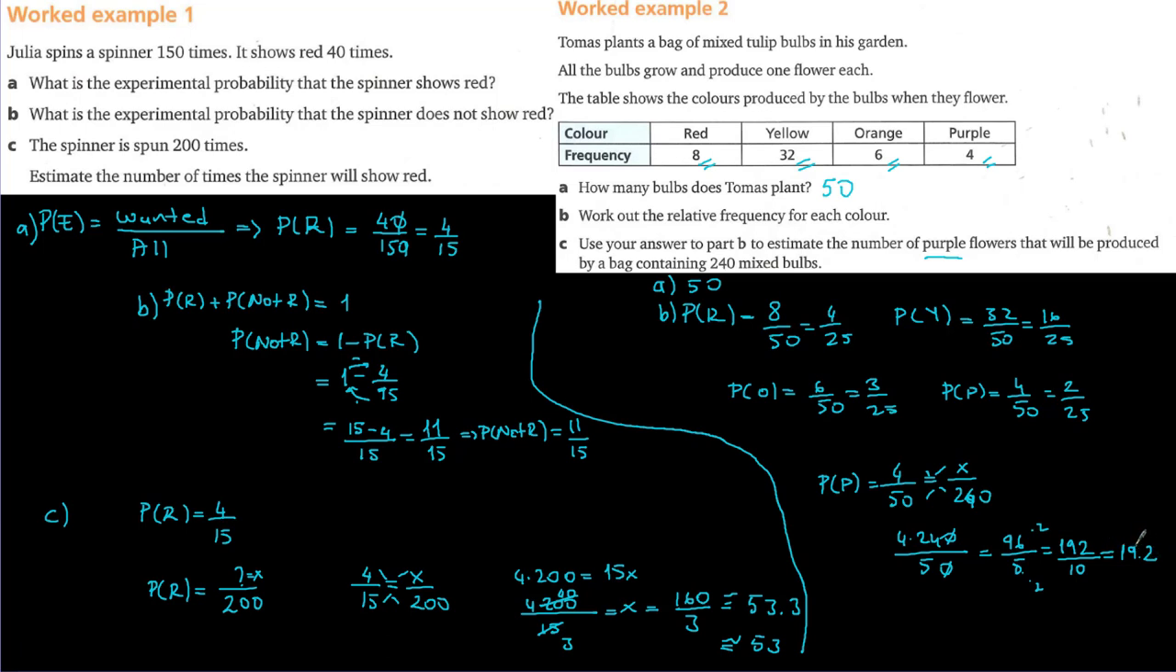This is 19.2, but 19.2 bulbs cannot be. That's why the number of flowers is going to be 19 here. The purple flowers are going to be approximately 19.